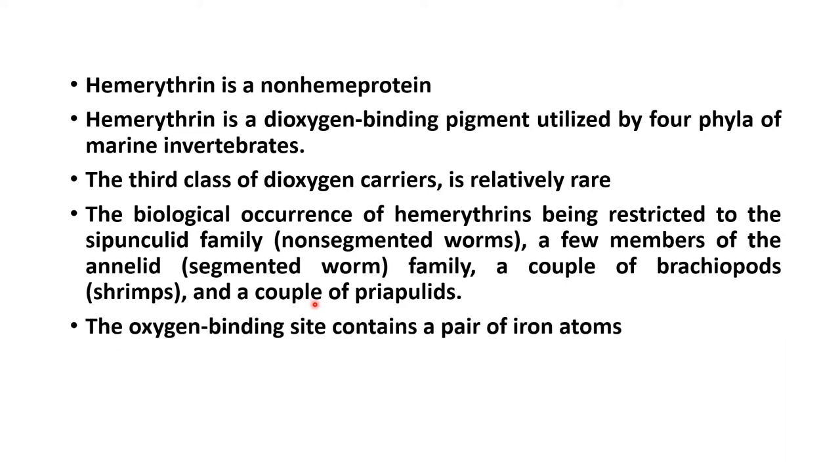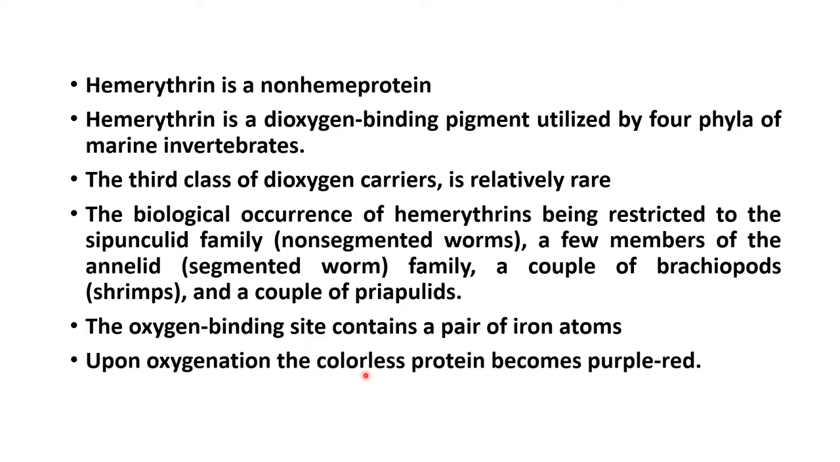The oxygen binding site contains a pair of iron atoms. Upon oxygenation, the colorless protein becomes purple red. In hemerythrin, the active site is a pair of iron atoms, whereas in hemocyanin, it is two copper atoms. In hemerythrin, it is two iron atoms. Upon oxygenation, the colorless protein becomes purple red.